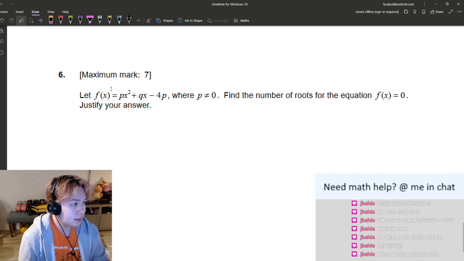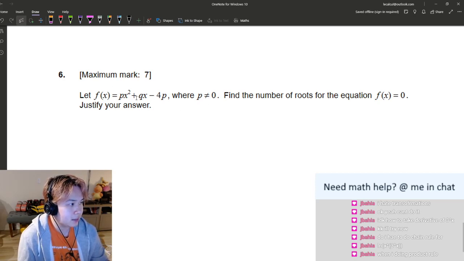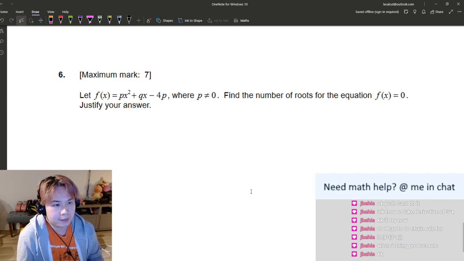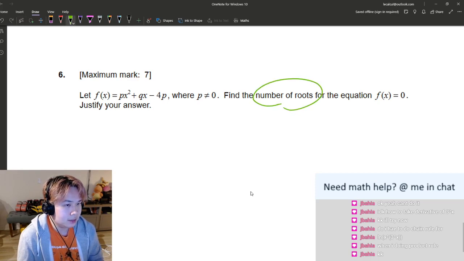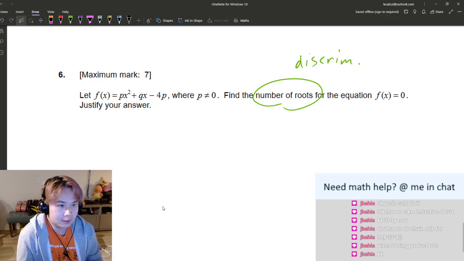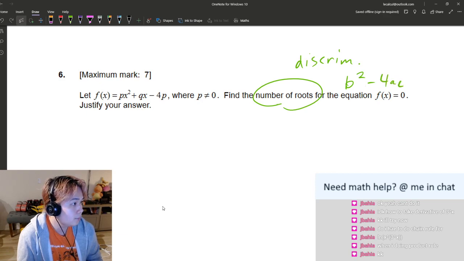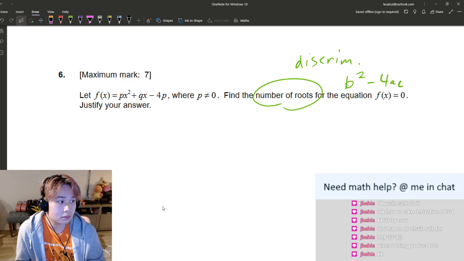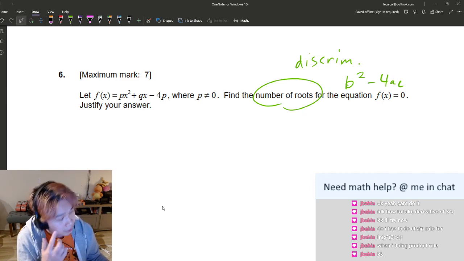Okay, what do we got? We have some quadratic, and then it has p's and q's. And then find the number of roots for this equation equaling 0, and then you justify your answer. Okay, so the number of roots is related to the discriminant. If we follow the discriminant, which is just b squared minus 4ac, which is just a part of the quadratic formula.